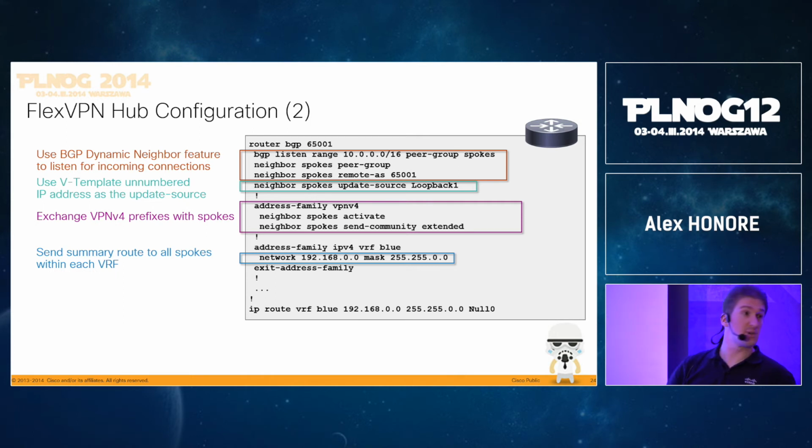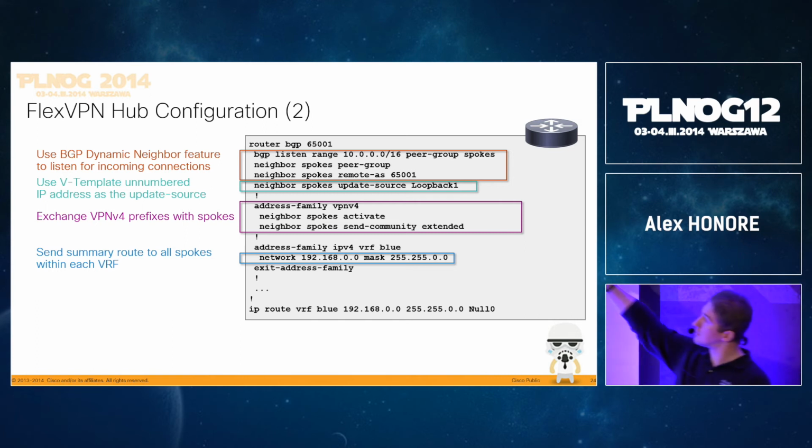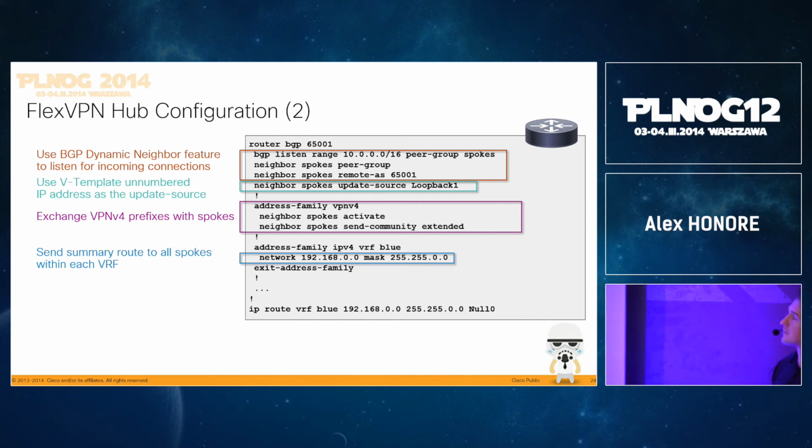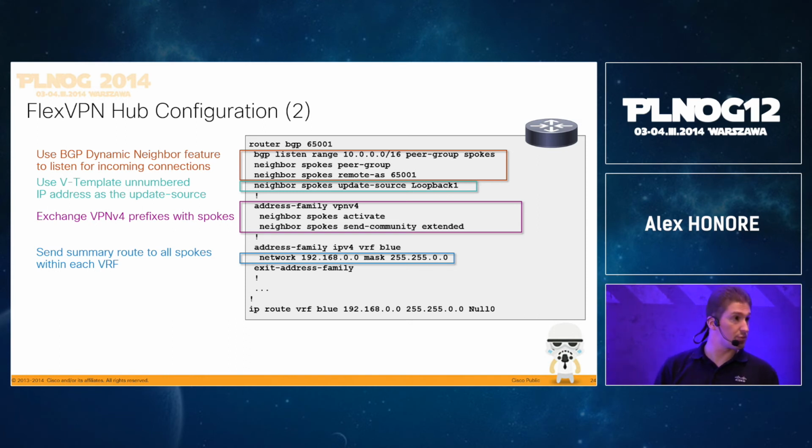And you simply peer with VPN v4 with each spoke that comes in and gets mapped to the peer group spokes above. And within each VRF, you're going to send, in this case, a summary prefix. You could send a default route, whatever you like. And that's it. That's all you need, apart from the peering towards the core, of course, which I didn't show on the config.